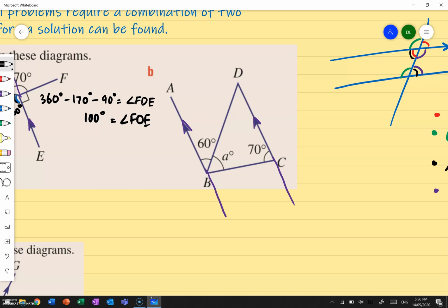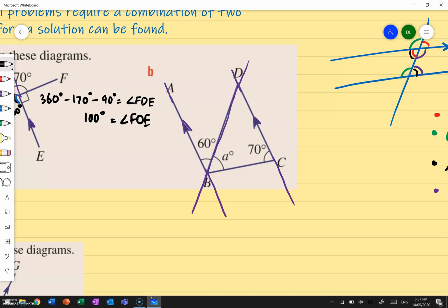That's what I need to find. This one's 70, and this one is 60 over here. I need to use what I know in order to try and solve this. So because this is 60, now I'm going to go ahead and extend our transversal line that goes all the way up here.